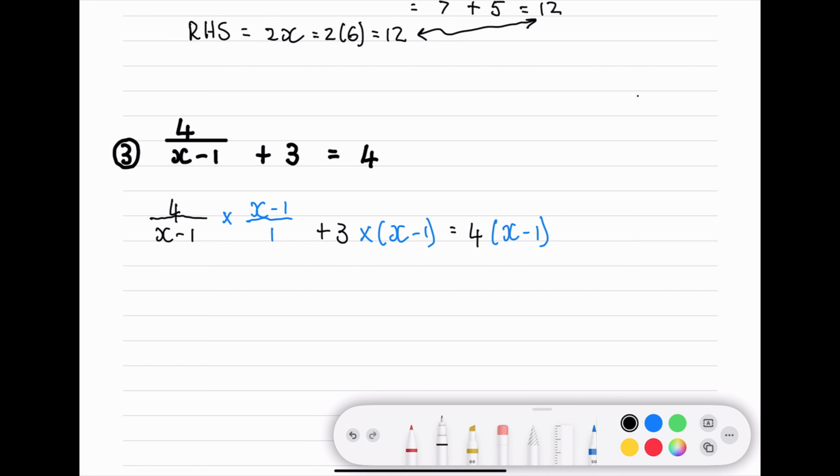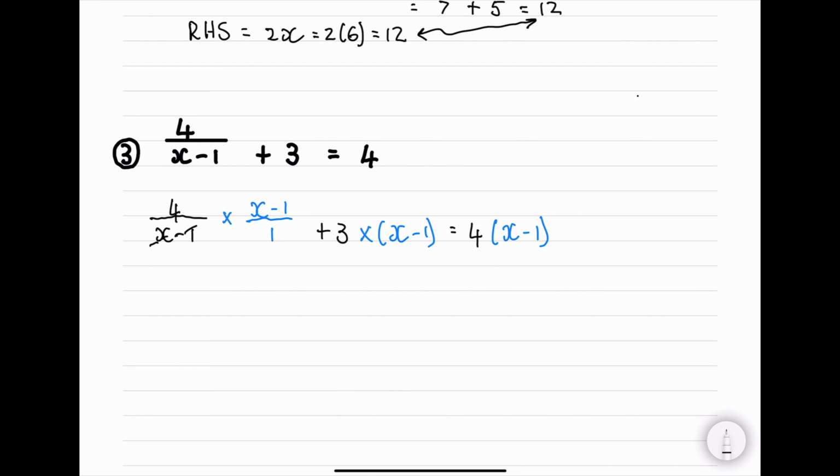So here at the denominator, this and this will cancel out, so you are only left with 4. And when you do the multiplying with the bracket, 3 times x and 3 times negative 1, which will give you 3x, and then 3 times negative 1 is negative 3. And equals to, same with the 4. 4 times x, 4 times minus 1, which is 4x and negative 4.